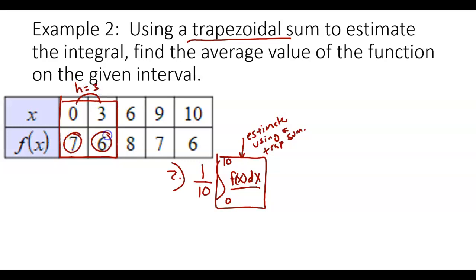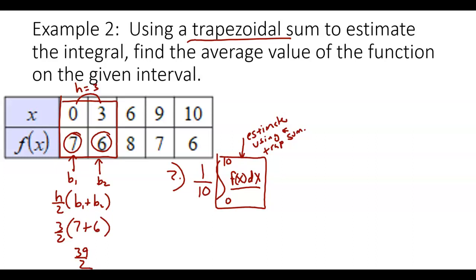These two numbers here tell you what your bases are. Base 1 is 7, base 2 is 6. And the way that you calculate the area of a trapezoid is you do height over 2 multiplied by the bases added together, right? So it's going to be 3 over 2 times 7 plus 6, which is going to be 39 over 2 when we simplify the whole thing, okay?